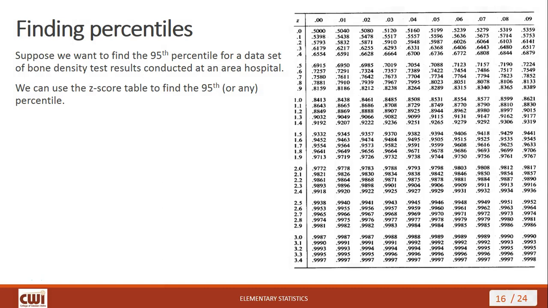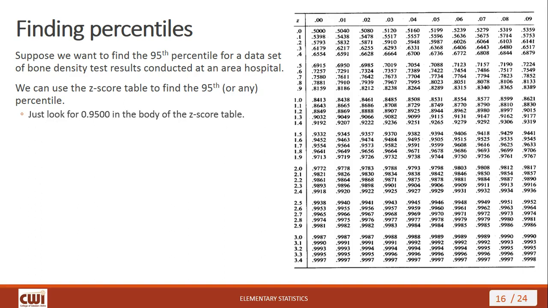Z-score tables are really handy for finding percentiles. Suppose we want to find the 95th percentile for a data set of bone density test results conducted at an area hospital. Well, just use the Z-score table to find the 95th percentile. We can actually use this method to calculate any percentile. So let's go through and I'll show you how easy this is to use the table.